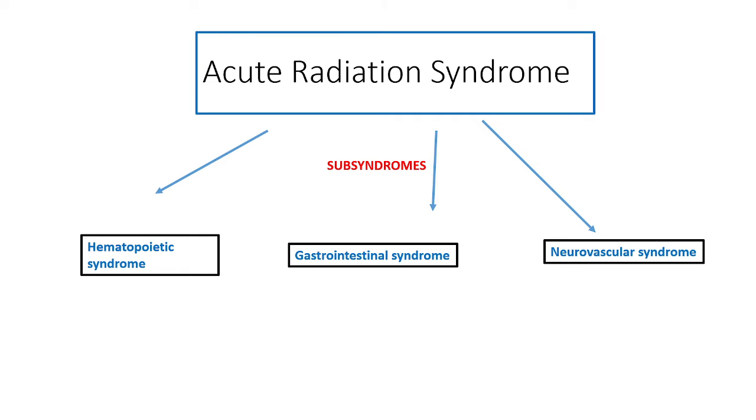Acute radiation syndrome is further divided into sub-syndromes like hematopoietic syndrome, which occurs at a dose of 2 to 10 grays, and then gastrointestinal syndrome, which occurs at a dose of 6 to 15 grays. And finally, there is neurovascular syndrome, which occurs at a radiation dose of more than 20 grays.